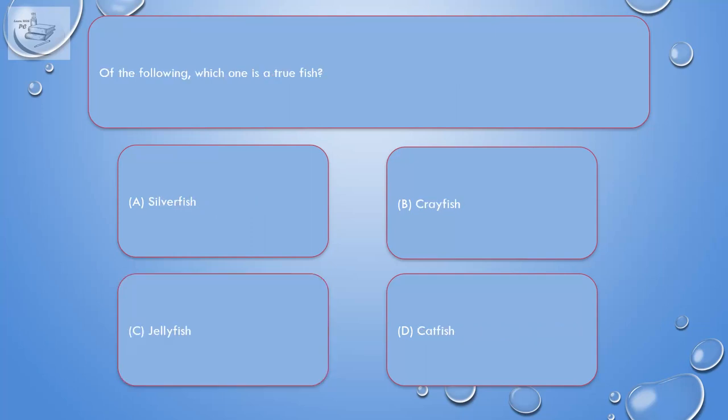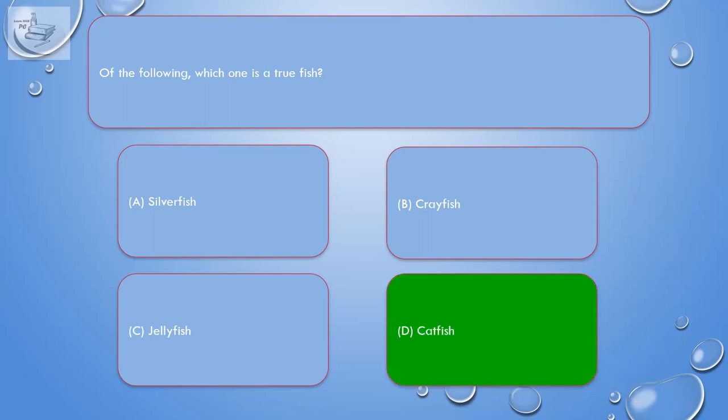Question: Of the following, which one is a true fish? A. Silverfish, B. Crayfish, C. Jellyfish, D. Catfish. Correct answer is D. Catfish.